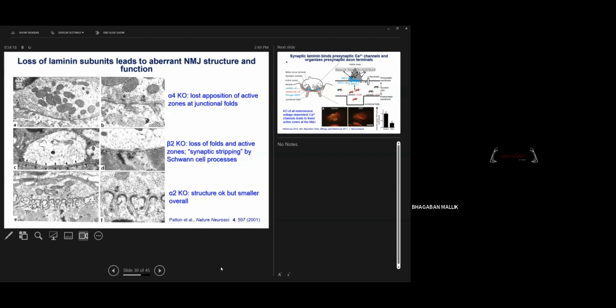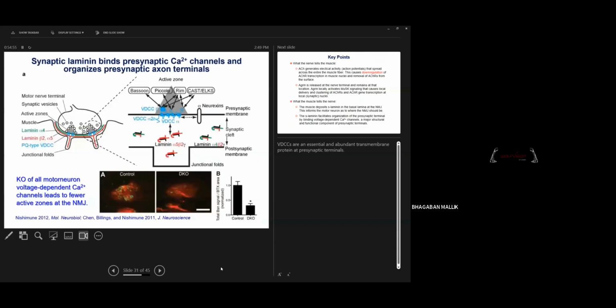Here are some of these studies. In the alpha 4 knockout mice, or knockout cell, you can see that you have loss of the active zone in some cases, and in the beta 2 laminin knockout mouse, you can see that there are fewer folds. The folds that you are seeing here, these are called muscle folds, are missing here. You have some defect when you have loss of laminin, either alpha, beta, or gamma laminin, and there are different versions like alpha 1 to alpha 5, beta 1 to beta 4, or gamma 1 to gamma 3. That is shown here again, the same thing.